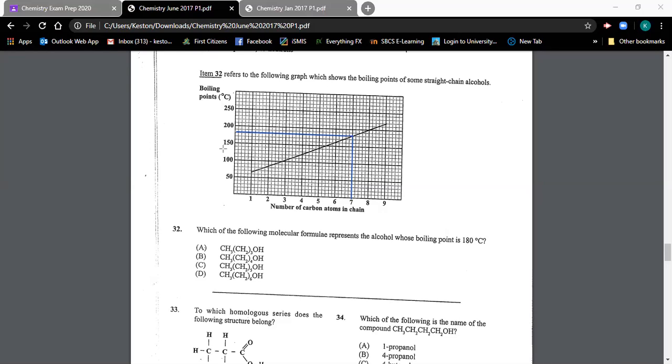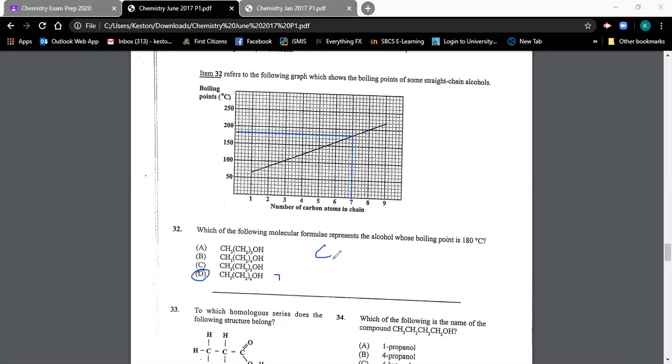Yep, 7 C's. Usually subscripts are at the outside. So check this: 3 by 1 here is already 3, so 3 and 1 is 4. This one has 4, so 4 and 1 is 5. 5 and 1 is 6. 6 and 1 is 7. So we know D has 7 C's in it.